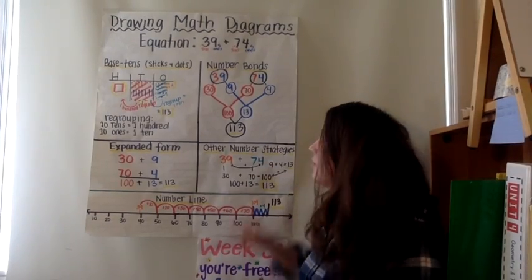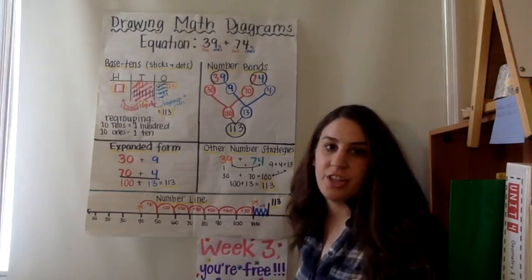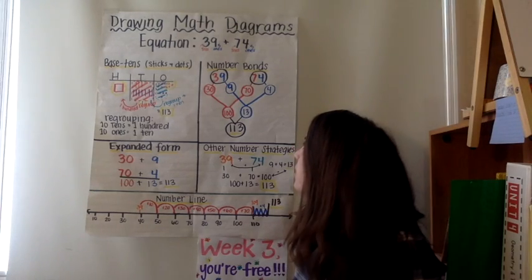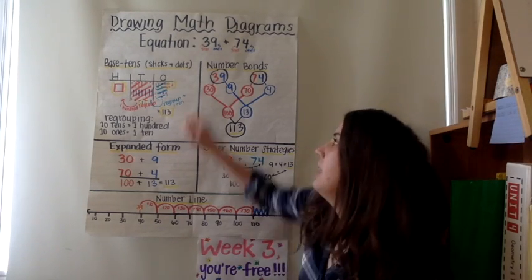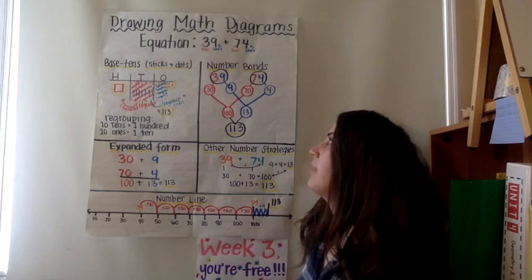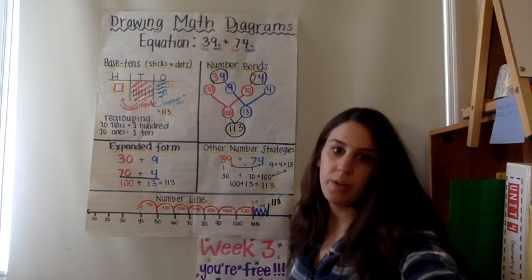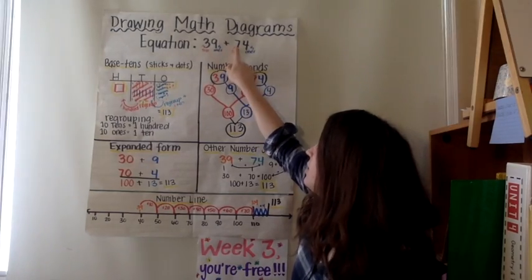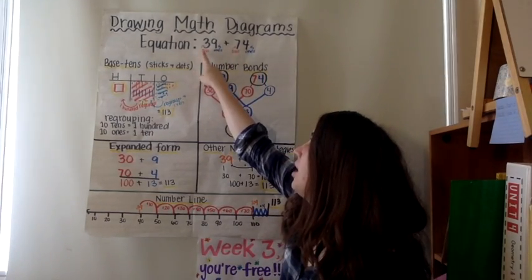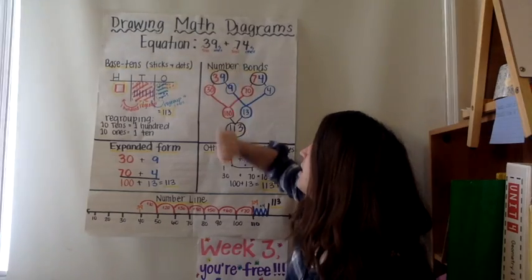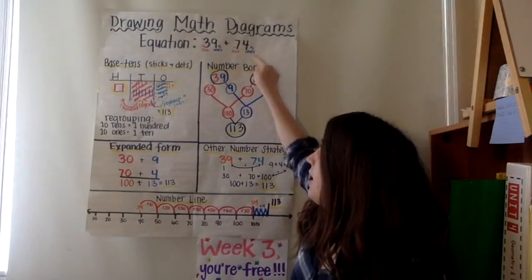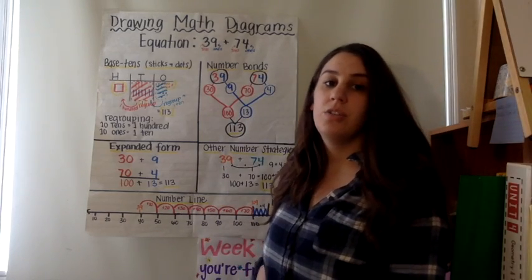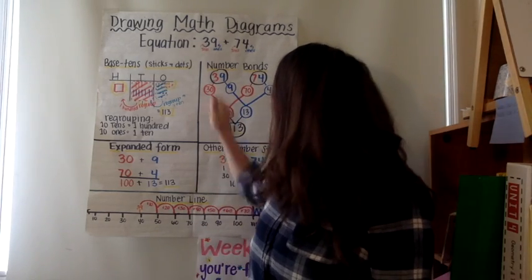Okay, so here you can see I have an anchor chart for you that says drawing math diagrams. All right, I'm going to go over a few of these with you. I used this equation up here as my example. It's different than the one that we're going to look at on the Apprentice Task, but it says 39 plus 74. We have a 3 in the tens, a 7 in the tens, a 9 in the ones, and a 4 in the ones. So the first way that you might choose to make a diagram of this equation could look like this.